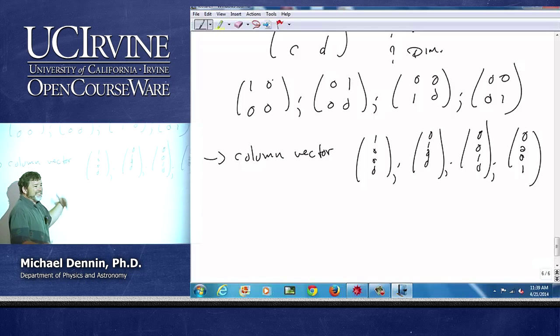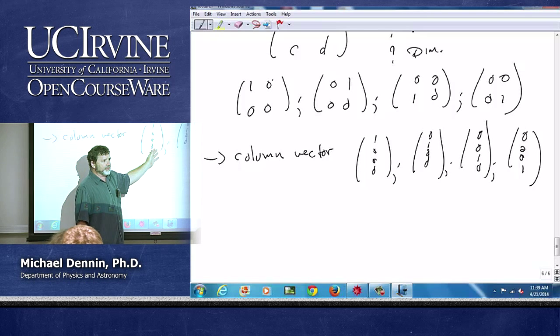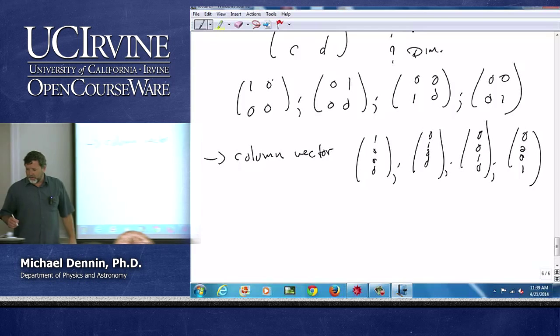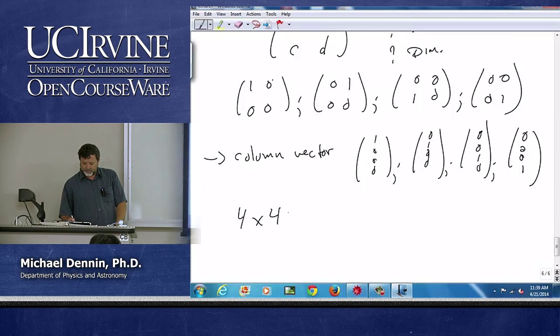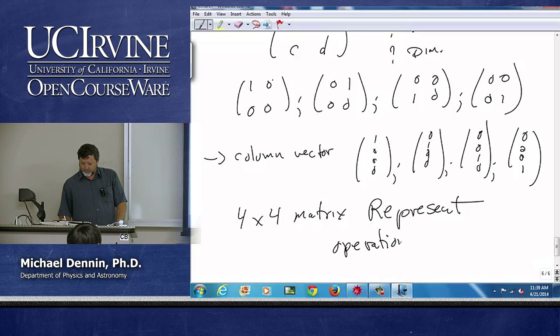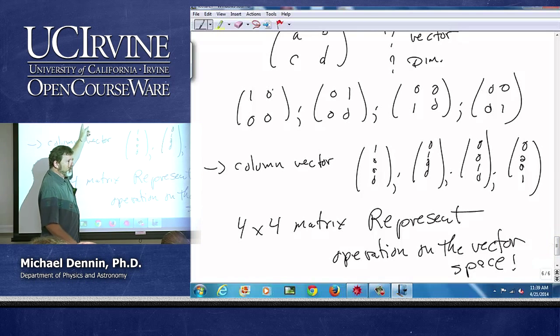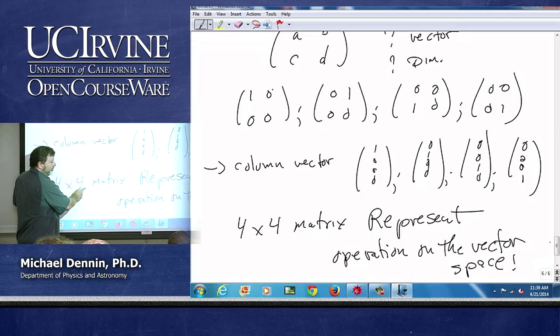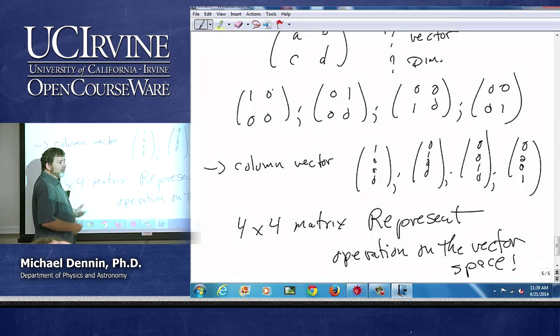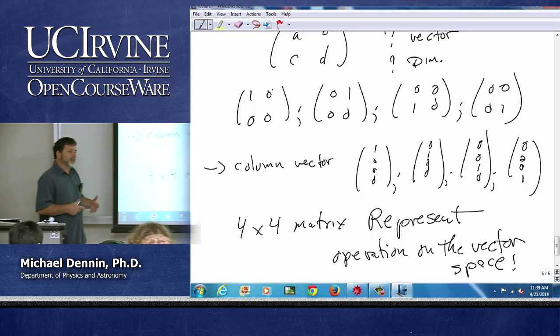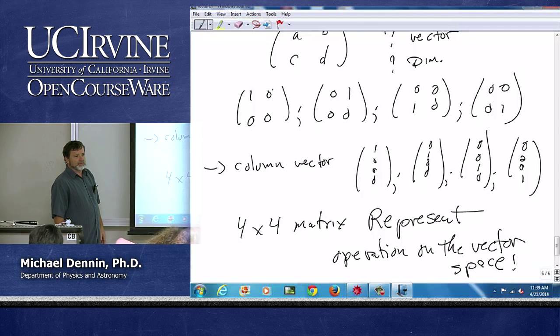So now how would I represent a linear transformation? By what size matrix? 4 by 4. So now a 4 by 4 matrix would represent an operation or linear transformation on this vector space. So whatever the dimensions are, when you go to a representation, that's what your matrix becomes. So matrices that represent linear transformations on my linear functions are what size?